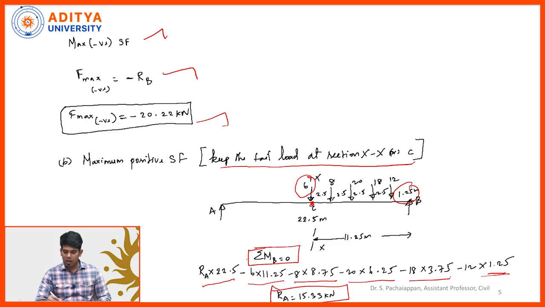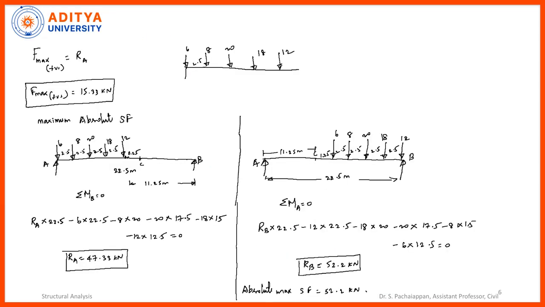You see, from the RA to the distance from here to here, no load is there except what? The RA itself. So RA itself is the maximum positive shear force value. Now calculate the absolute shear force value. Already I told you, the absolute shear force is going to occur at any one of the supports. What it means? I am going to keep the 6 kilonewton load at the support A.